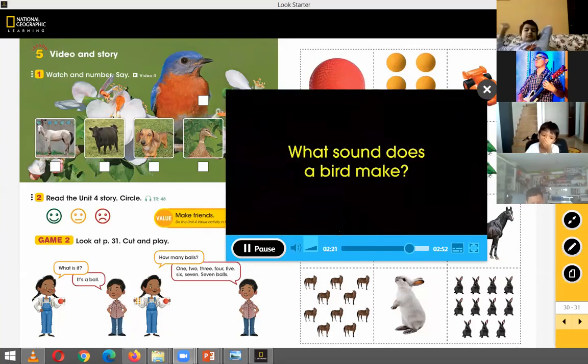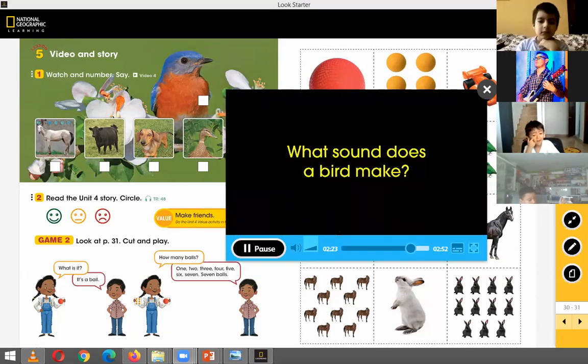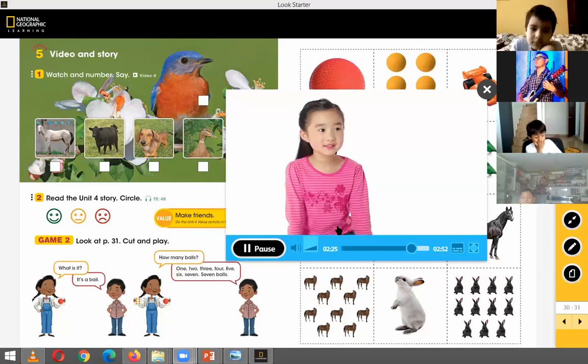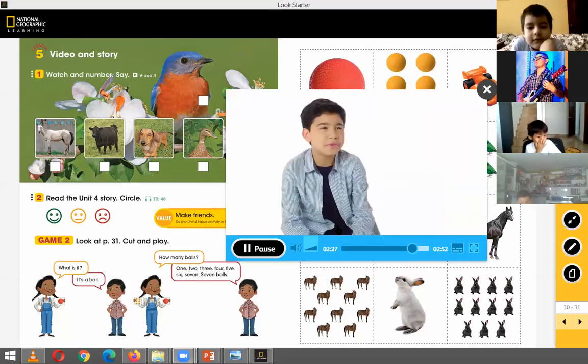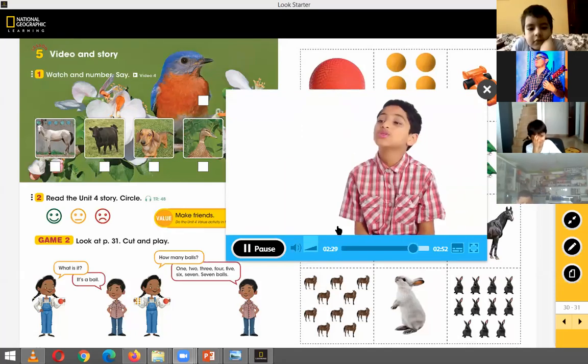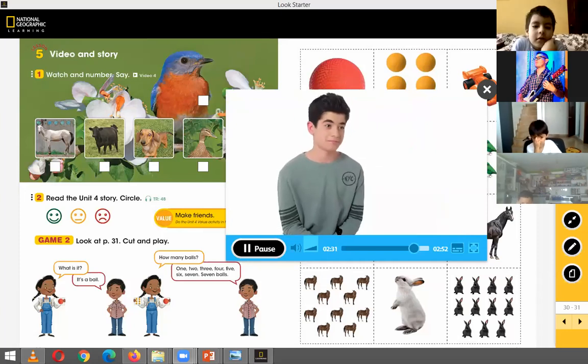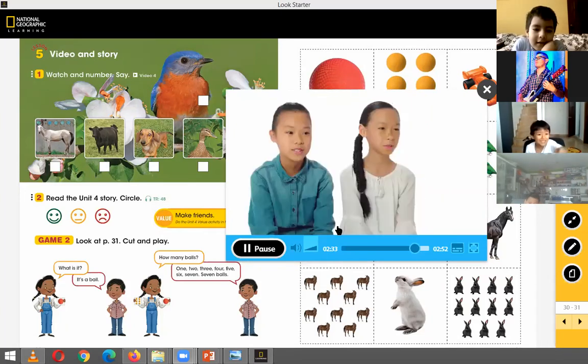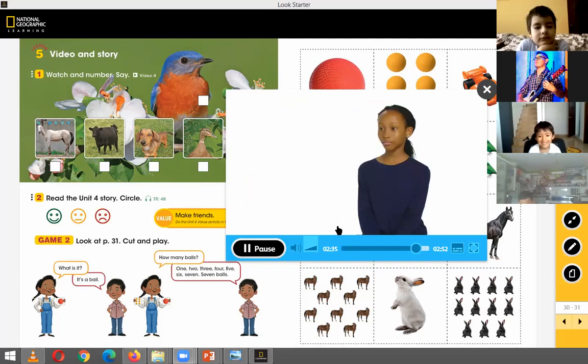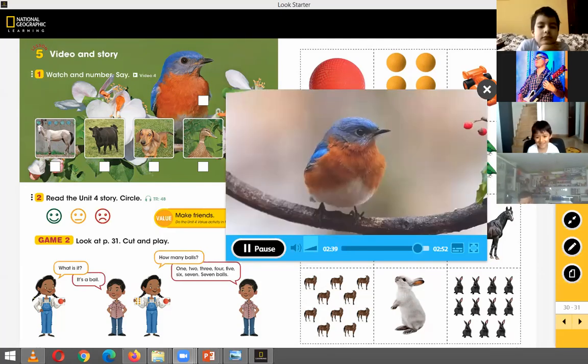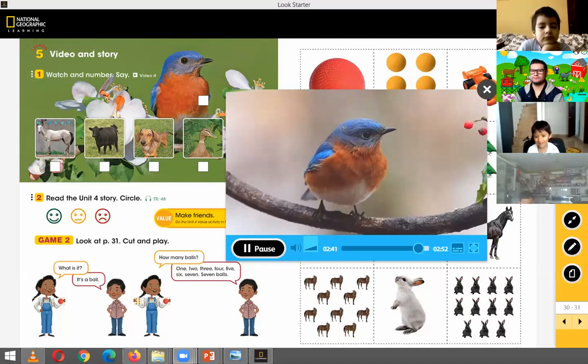What sound does a bird make? Tweet, tweet. Chirp, chirp. Now you make a bird sound.